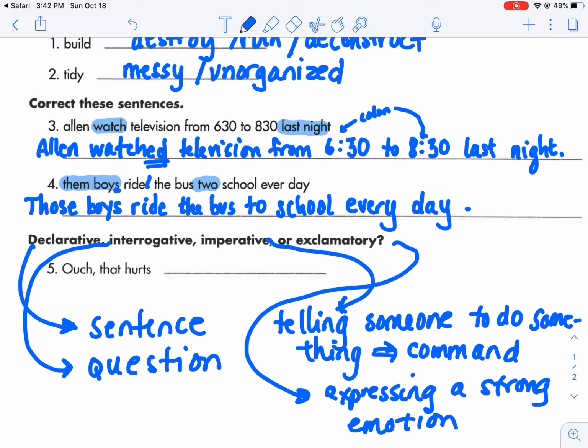So, let's take a look. Ouch, that hurts. Not really a sentence because we do not have a subject or a person involved. Not a question. We know that it hurts. We're not asking, does it hurt? We are not telling someone to hurt us, so it is not an imperative command. We're not saying, hurt me. And exclamatory, we are expressing a strong emotion. I think that's the winner. Exclamatory. Ouch, that hurts. Oftentimes with exclamatory, we could add an exclamation point.